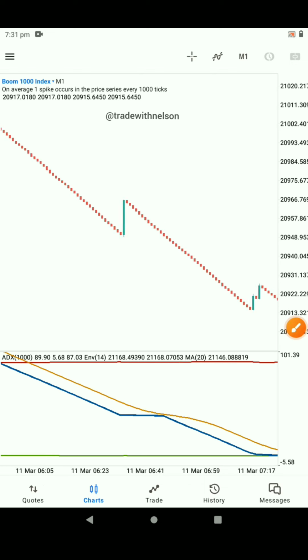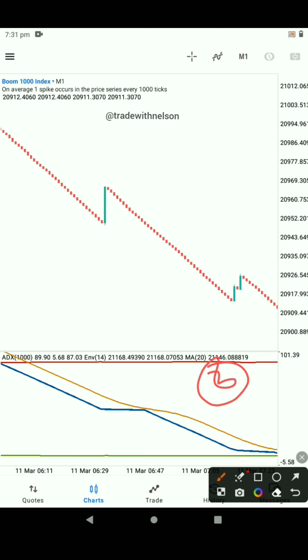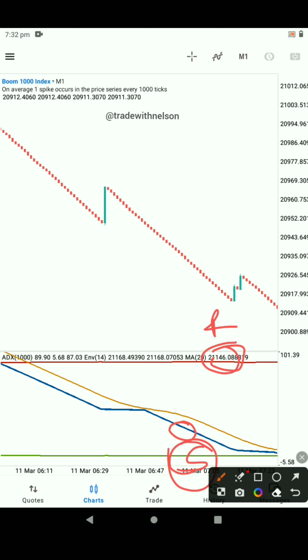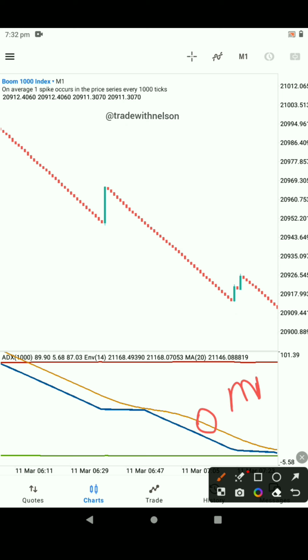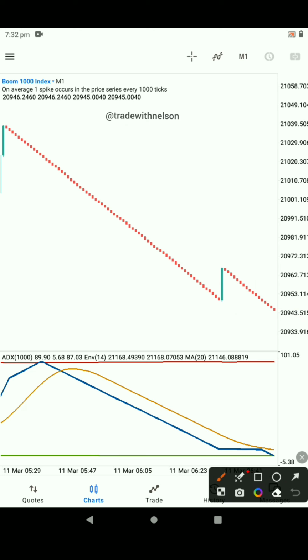And if you look carefully on my chart, I have 3 indicators over here. I have the envelopes, which is the blue. I have the ADX, which acts as a resistance and a support level. The red acts as a resistance and the green acts as a support. And inside the ADX, I also have this yellow, which is the moving average, which gives me a perfect entry when compared with the envelope.